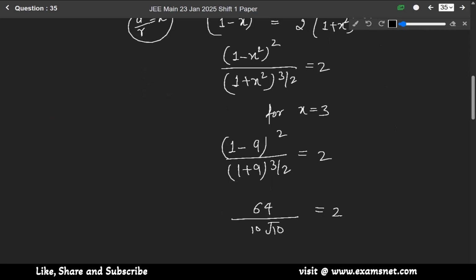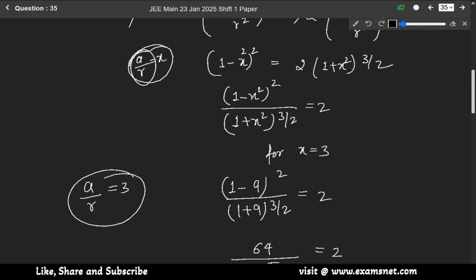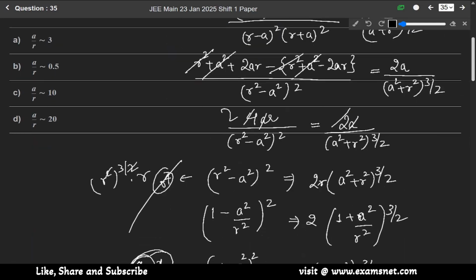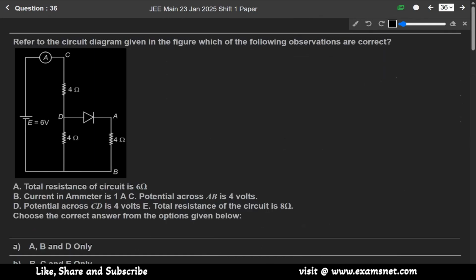And this x is actually equal to a by r, right? So it means a by r is equal to 3. Okay. So the situation that follows is a by r equals 3. Now next question 36.